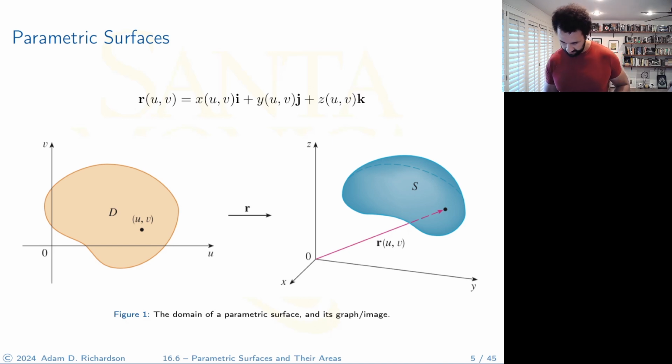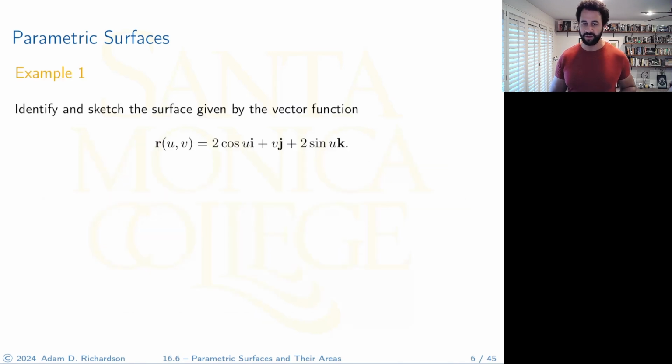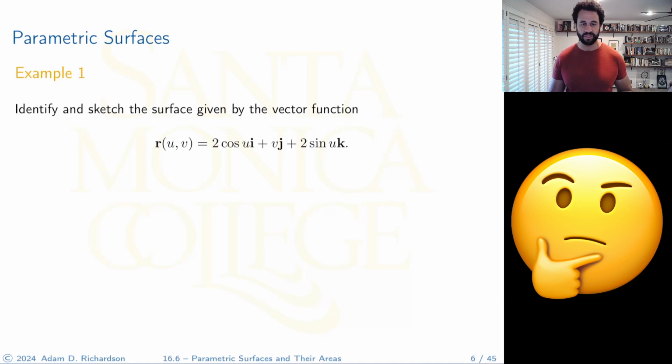Okay, so let's do a couple of examples. These ones I think you can probably do on your own, so try to do this one first. Identify and sketch the surface that's given by this vector function right here. It might look a little bit familiar, so take a minute and think about what it could be describing.